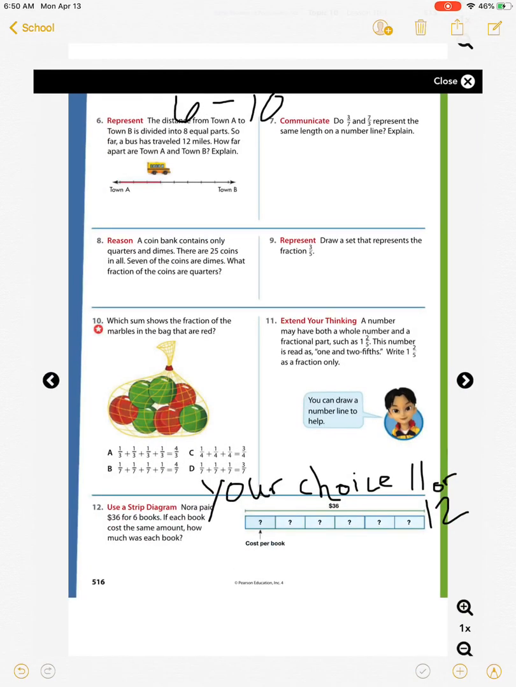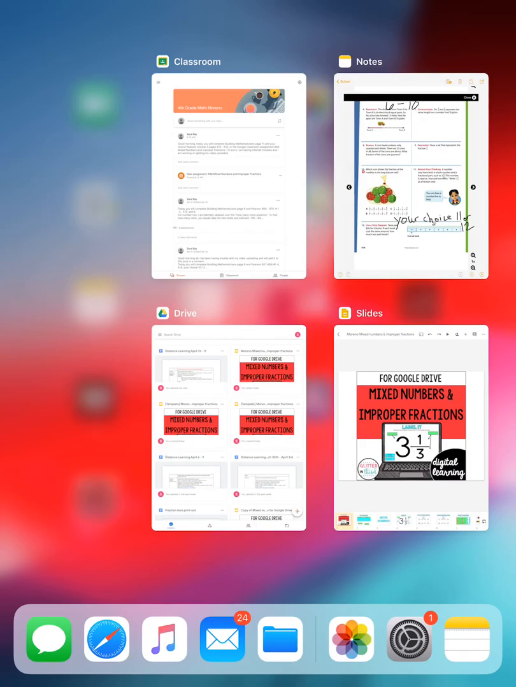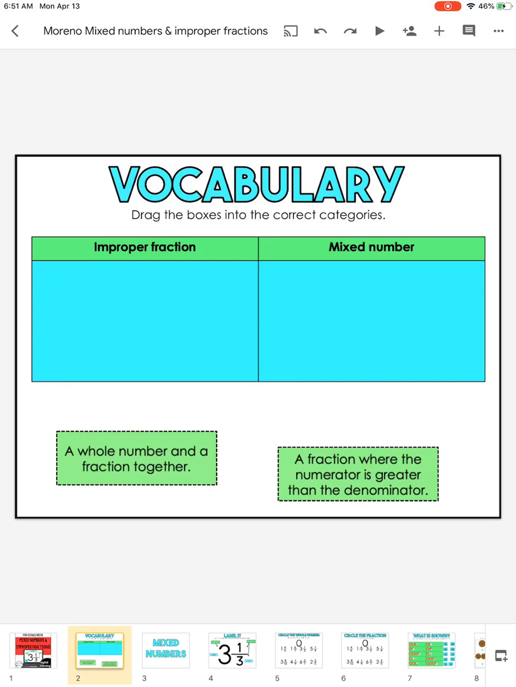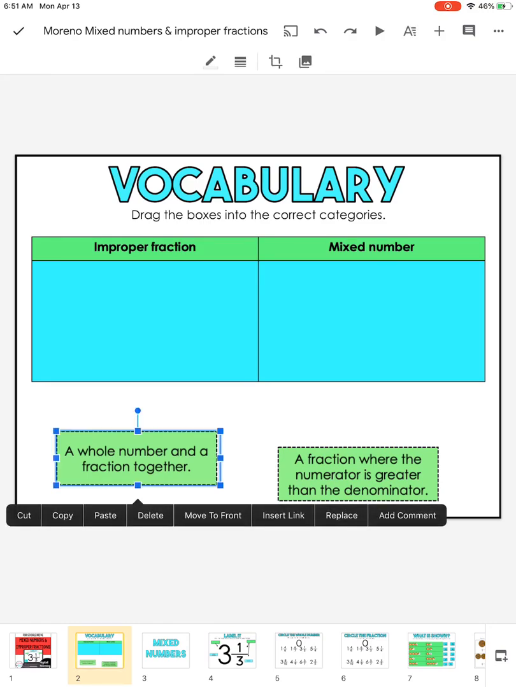Now let's go to what's posted in Google Classroom. This is looking at mixed numbers and improper fractions. You guys are so good at proper fractions, so we're going to focus a little bit more on mixed numbers and improper fractions. This first slide is asking you about vocabulary. So drag the definition to improper fraction and mixed number. Let's look at this one. A whole number and a fraction together. Is that an improper fraction or a mixed number?